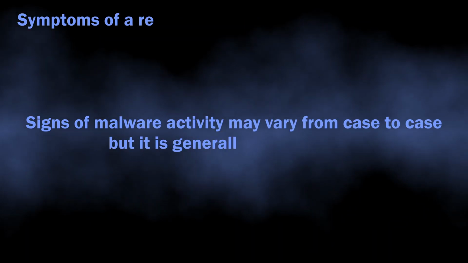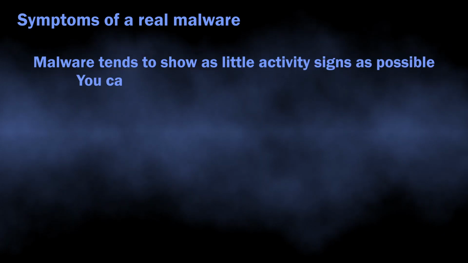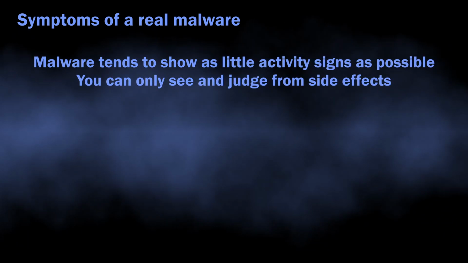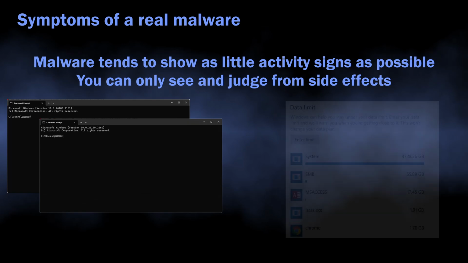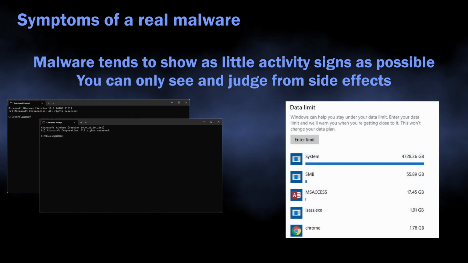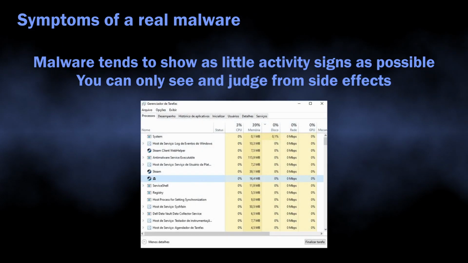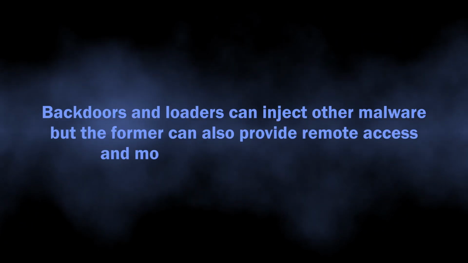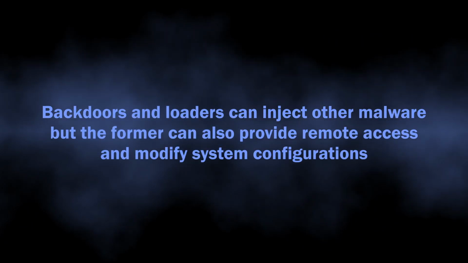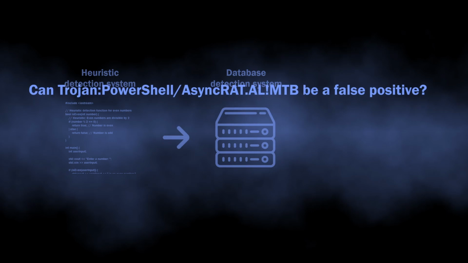As for the symptoms that you may notice, they are mostly meager and unremarkable. Malware tries to leave as few visible clues as possible so it can stay undetected for longer. However, you can see console windows blinking from time to time, your internet traffic consumption getting exponentially higher, and a lot of strange processes popping up in the task manager. Both backdoors and loaders can inject other malware into your system, but backdoors also provide remote access and can mess up system settings.